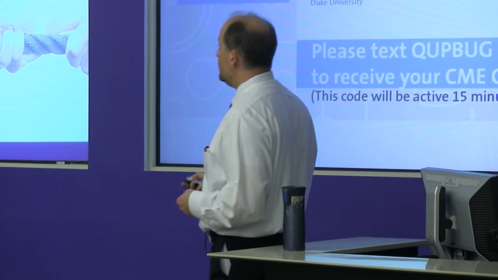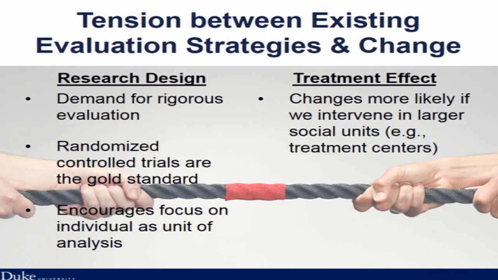Okay, just again, some of the tensions. Our research designs for more trials tend to be more rigorous evaluation. We're using randomization, and typically our focus may be more on the individual unit. With implementation, we tend to do more cluster randomization. We may be looking more at the healthcare system level, not necessarily at the patient level.